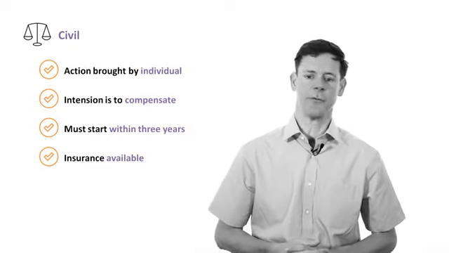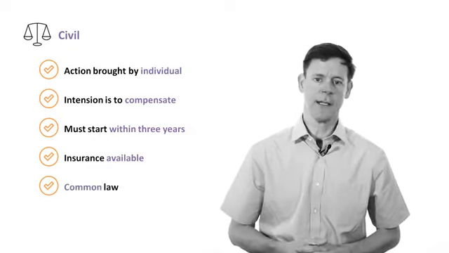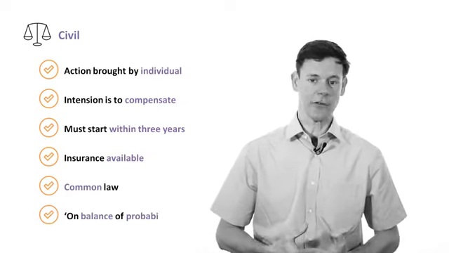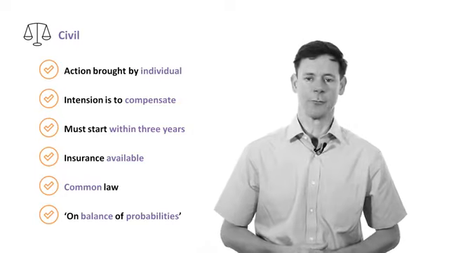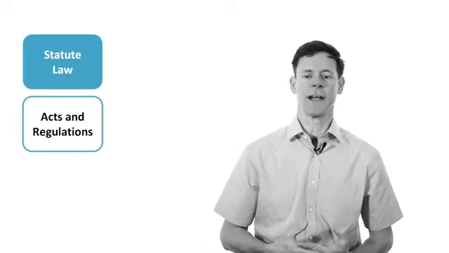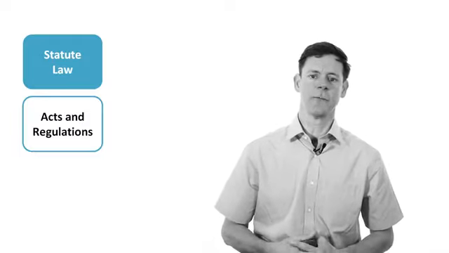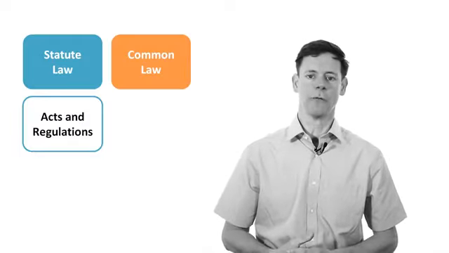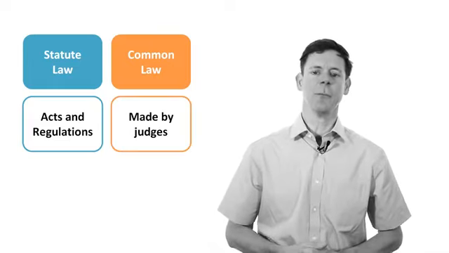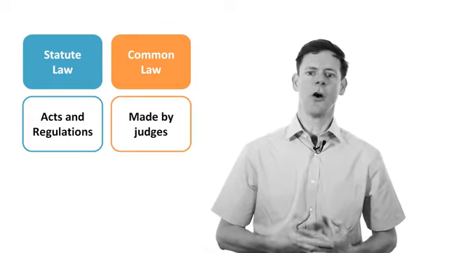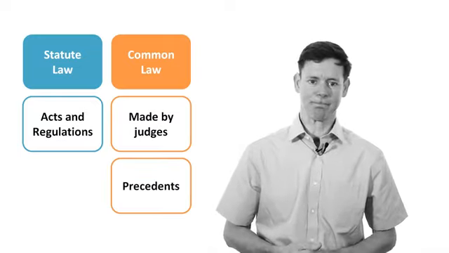The civil legal system is very much based on common law principles, and the burden of proof rests with the claimant, that's the individual bringing the claim, to prove their case on balance of probabilities. And there are two sources of law used in the civil and the criminal systems. In the criminal system, we have statute law, that's made in the form of acts, regulations and orders. And in the civil system, it's very much based on common law of the land. That's law made by judges through their decision making, and the principle of judicial precedent.